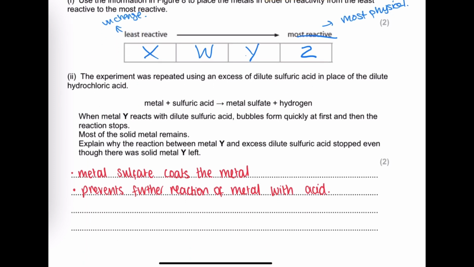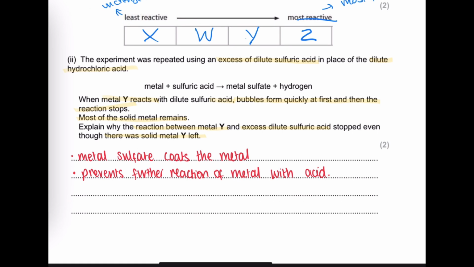2I, the experiment was repeated using excess dilute sulfuric acid in place of dilute hydrochloric acid. When metal Y reacts with dilute sulfuric acid, bubbles form quickly at first, then the reaction stops. Most of the solid metal remains. Explain why the reaction between metal Y and the excess dilute sulfuric acid stopped even though there was solid metal Y left. This is basically because the metal sulfate starts coating the metal, so it prevents any further reaction of the metal with the acid.